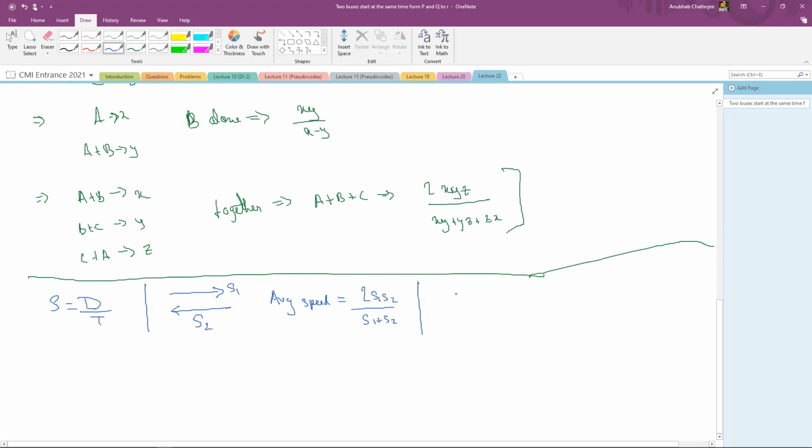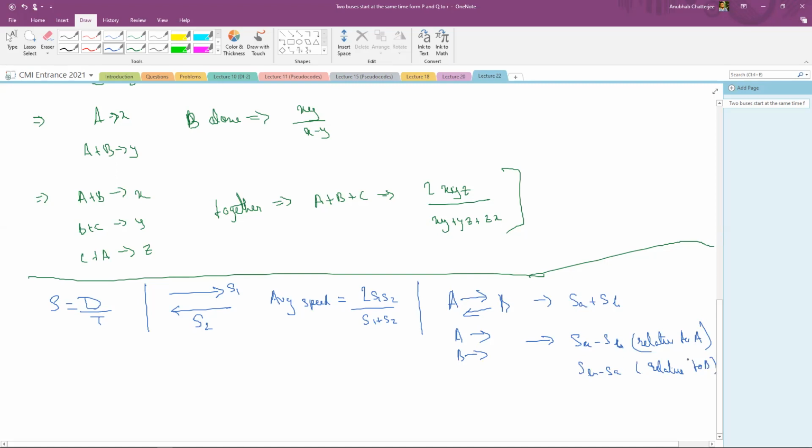Let's talk about relative speed. If A is going this way and B is going this way, then the relative speed is SA plus SB. If A is going this way and B is going this way, then it is SA minus SB. SA minus SB is called relative to A, and SB minus SA is called relative to B.